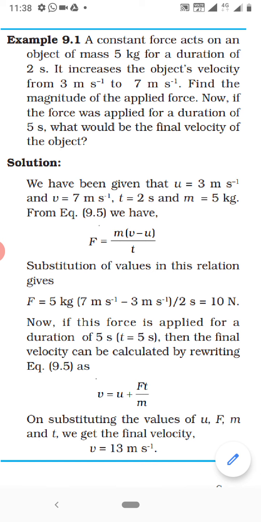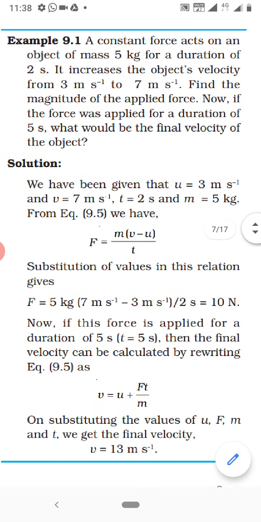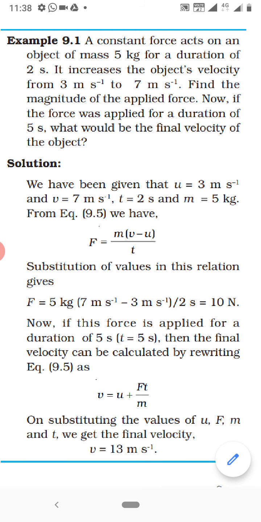What is given? First of all, we have to write what is given. We have been given that u is equal to 3 meters per second and v, final velocity, लिखा है ना, it increases the object's velocity from 3 meters per second to 7 meters per second. So initial velocity u is 3 meters per second, final velocity v is 7 meters per second. For how much duration has the force been applied? Time is 2 seconds and the mass of the object is 5 kg. What we have to find? We have to find F.